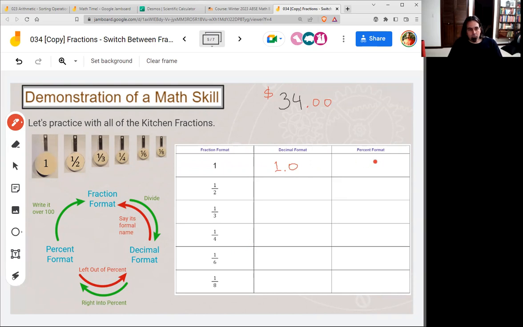What is the percent format if you have the whole amount? How many out of 100 do you have? We can also think about it with the RIPLOP. If we went right into percent, what would happen?